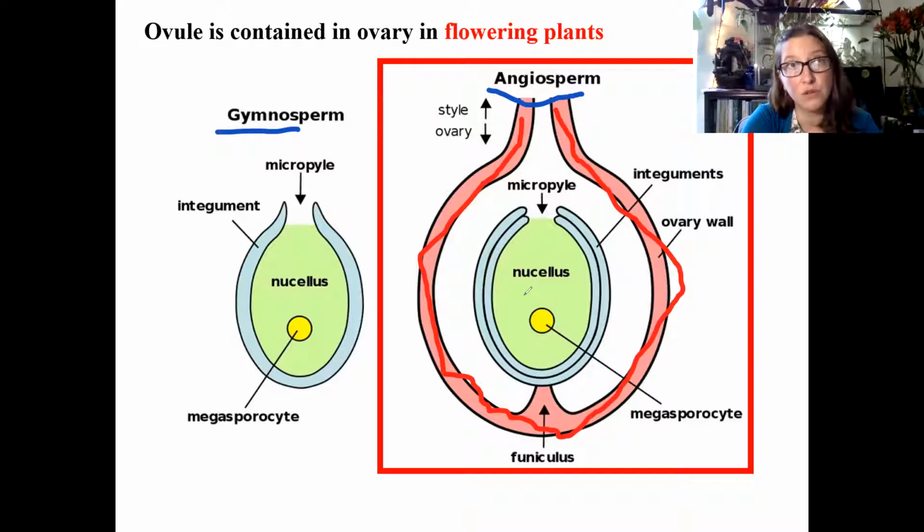And what's in the ovule? Well, eventually what's in the ovule is a female gametophyte with egg, right? Not only is the female gametophyte plant with egg better protected because of the walls of the ovary, but the ovule of the angiosperms also has two integuments, two layers, as versus one integument in the gymnosperms. So that's better protection too. Okay.